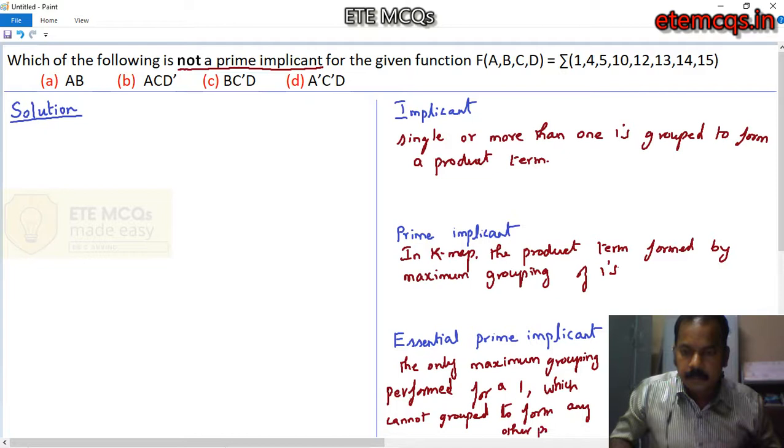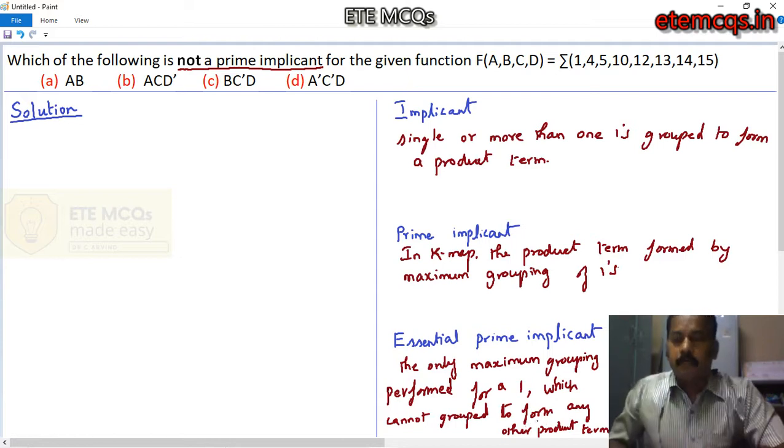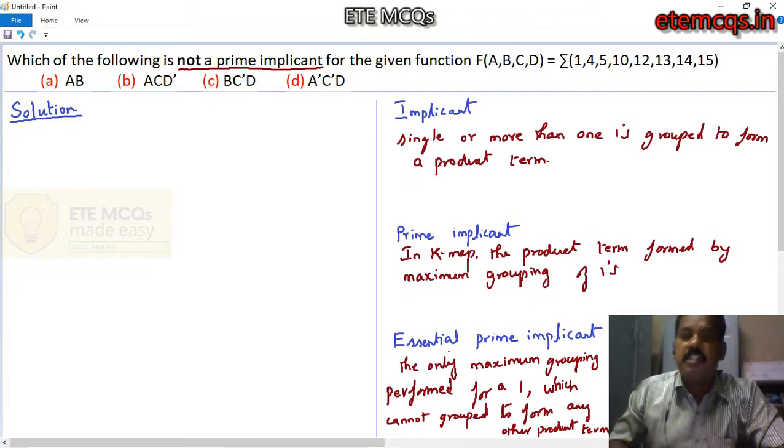In other words, all the product terms you have in the minimized Boolean expression are essential prime implicants. Okay, now I will give you final examples based on the same problem. We will be able to understand it easily.